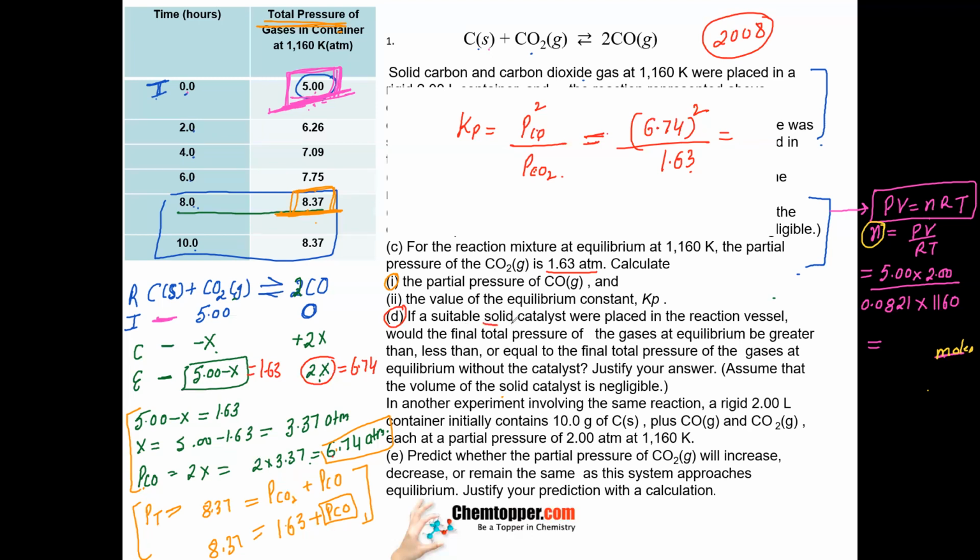If a suitable solid catalyst were added in the reaction vessel, would the final total pressure of the gases at equilibrium be greater or less? Very good question. Can you answer this? When you add a catalyst, will the pressure change? Final equilibrium pressures, will that change? When you add a catalyst, do you think the Kp will change? No, Kp will not change because the reaction will go equally faster in both directions.